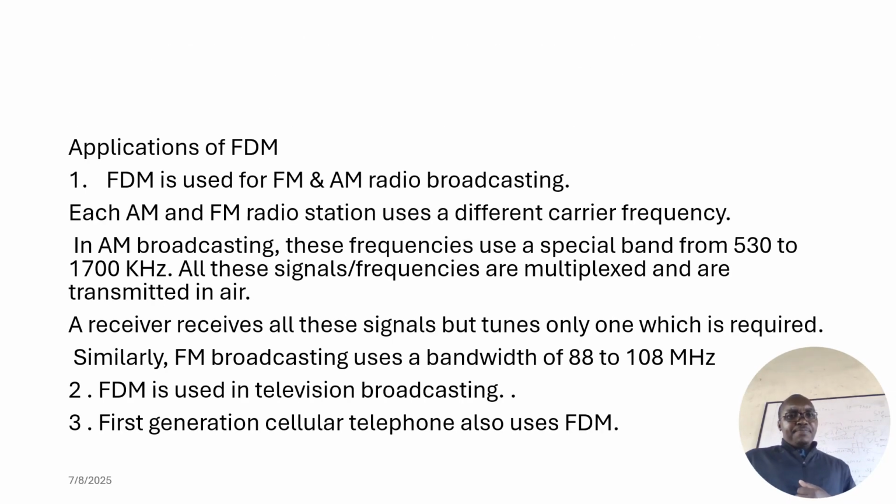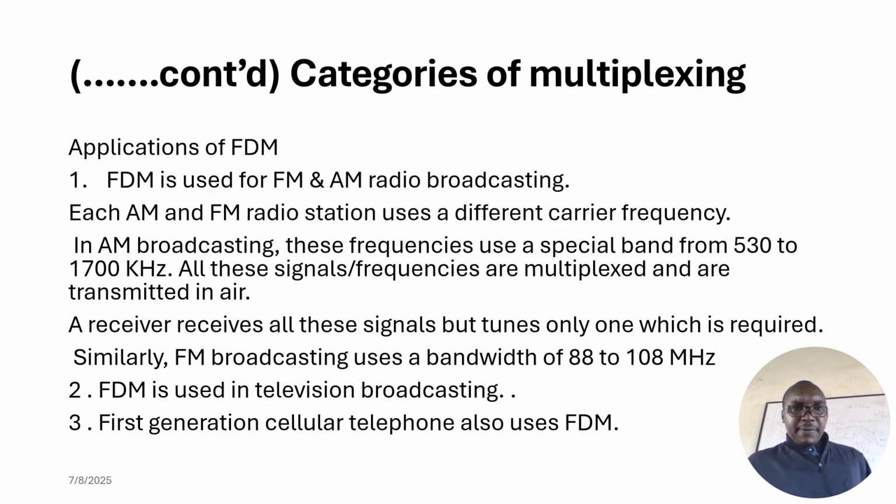Applications of FDM: it is used for FM and AM radio modulations. Then FDM is used in television broadcasting. Then the first generation cellular telephone uses FDM. And also good to know that for broadcasting, we talk of 88 to 108 megahertz. I'm sure that one you know in one of the units you have covered.